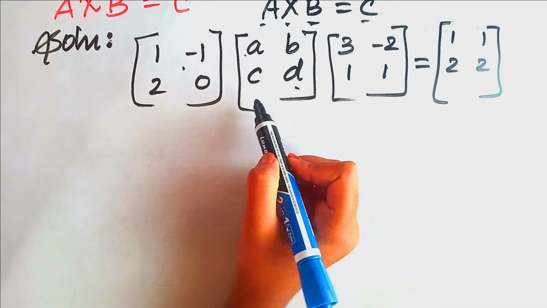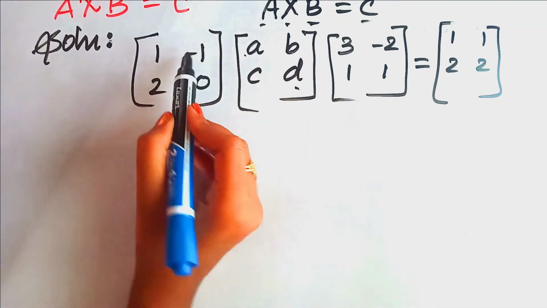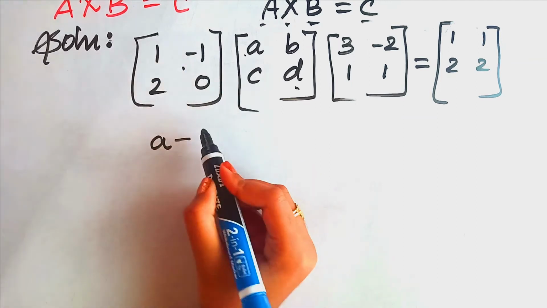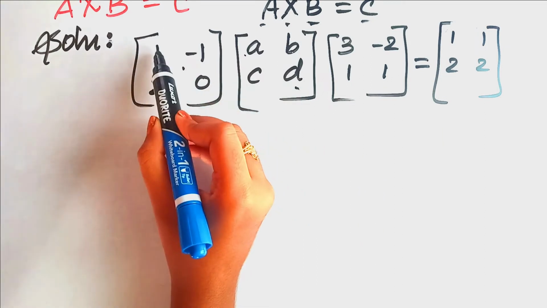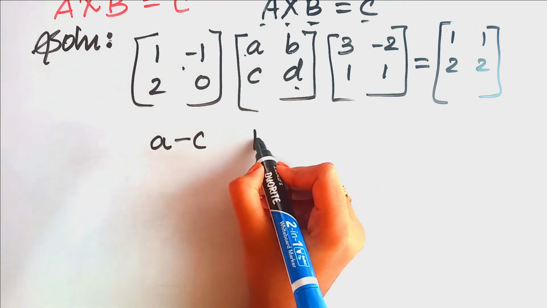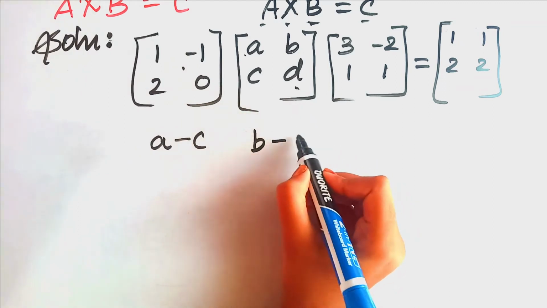First row and the first column. For 1 into A it will be A, and here there is a minus sign, so minus 1 into C it will be minus C. And then for first row and second column, 1 into B it will be B, and then minus 1 into D it will be minus D.